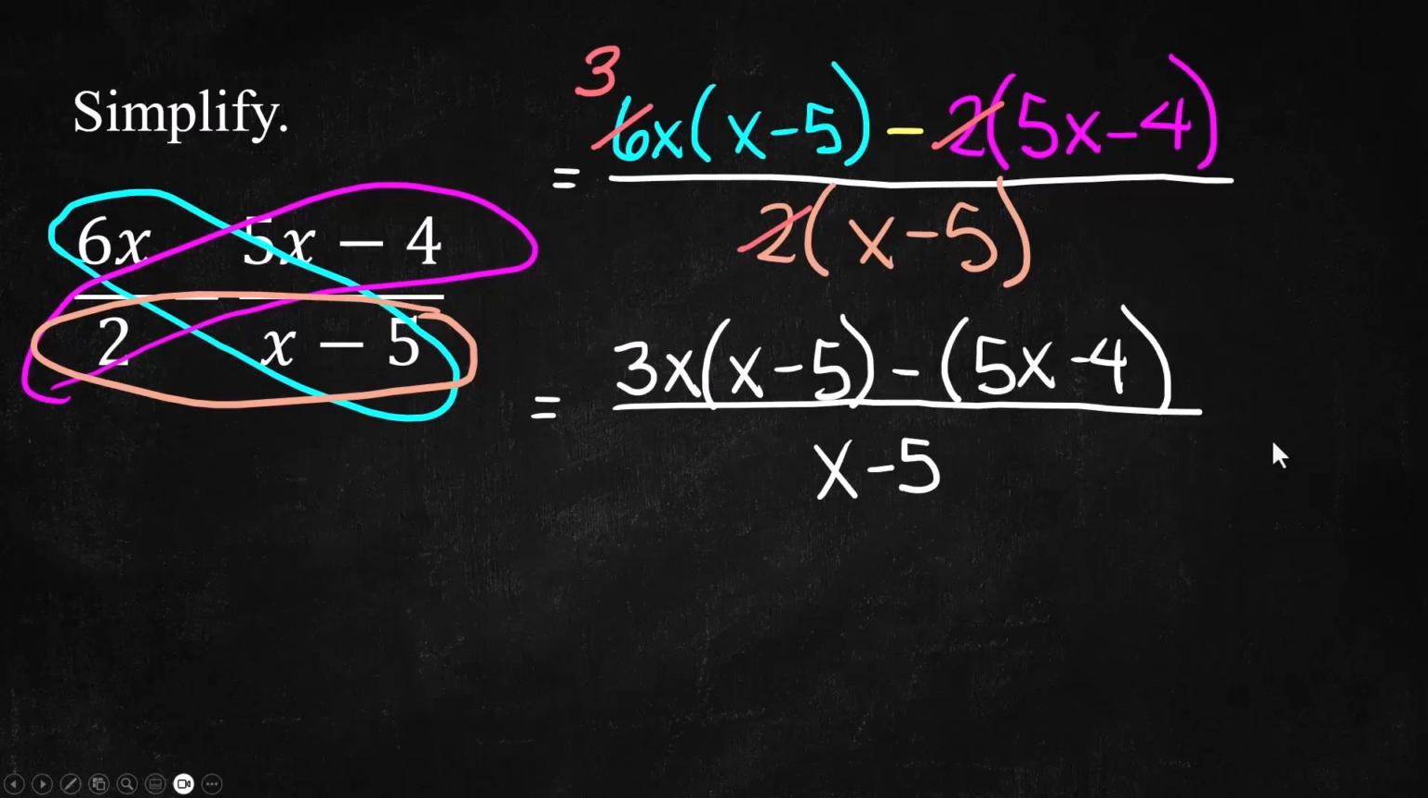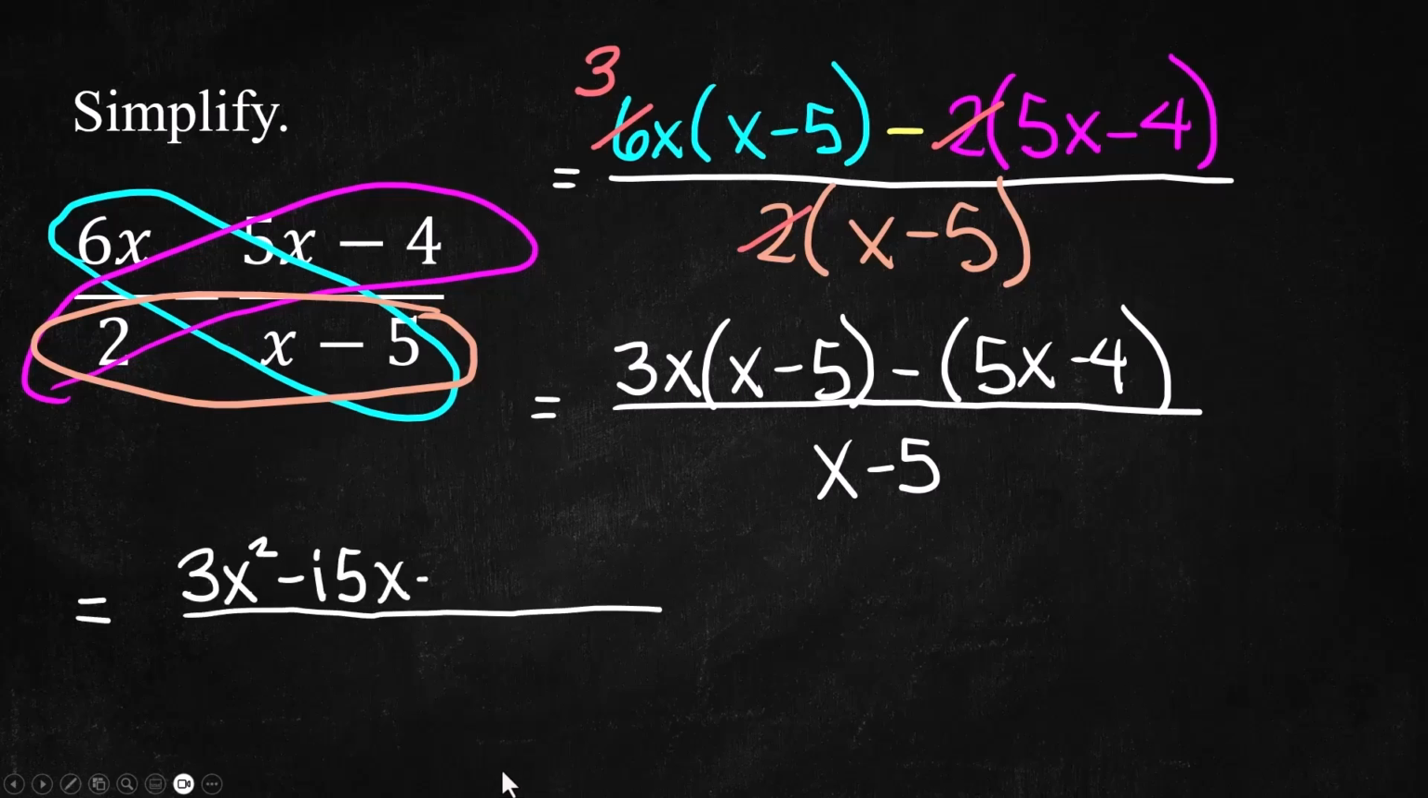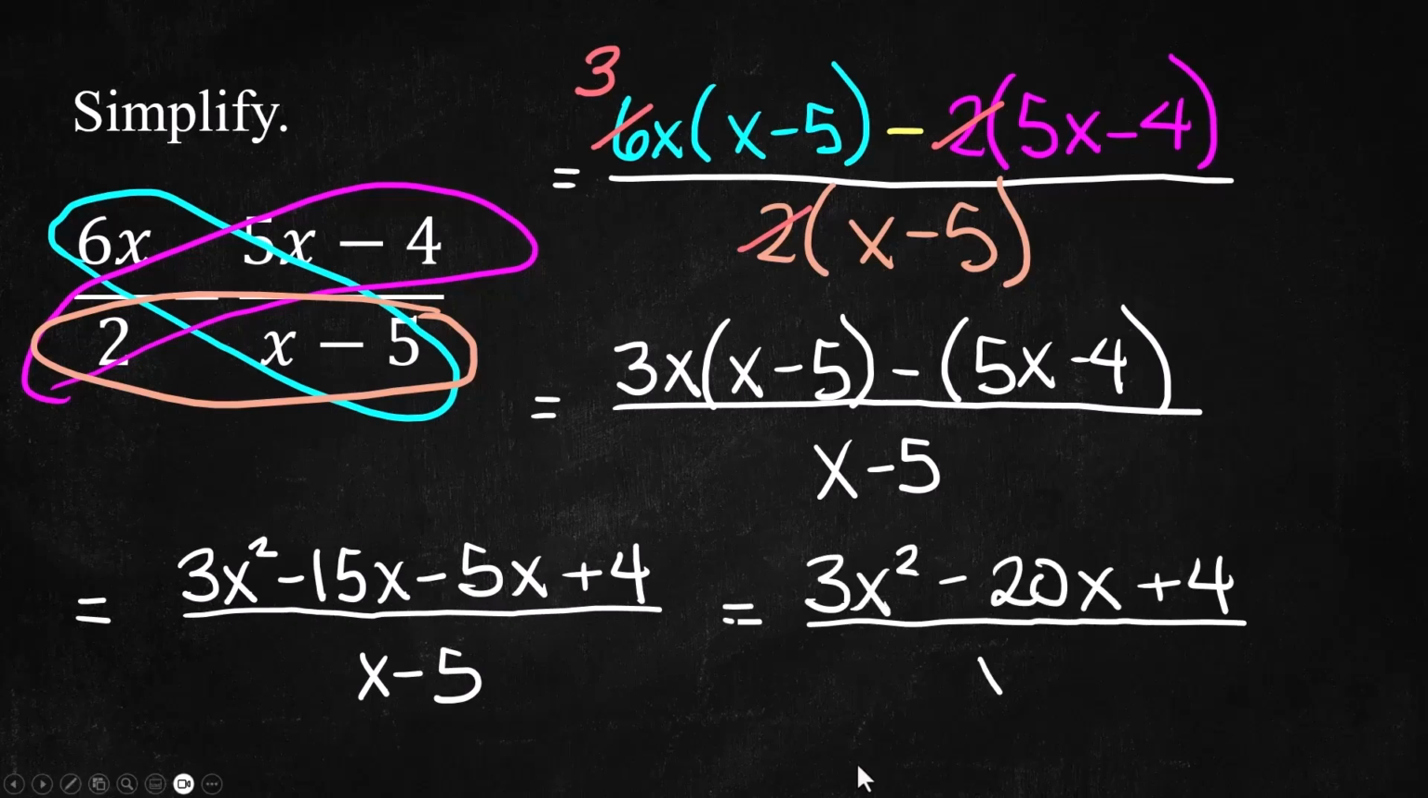Is there anything else I can cancel? No. Don't touch the x minus 5s. This isn't a factor of this guy, so you can't do that. It has to be in all 3. So I'm just going to combine and see where I'm at. I end up with this, which has a middle term here. So let's finish. And there we go.